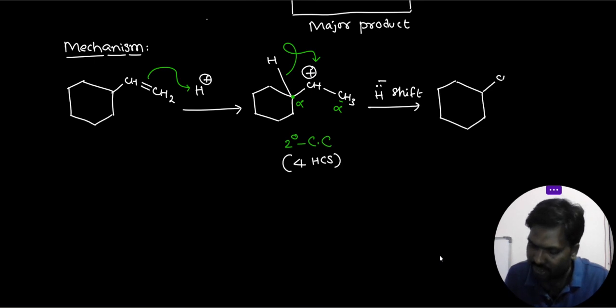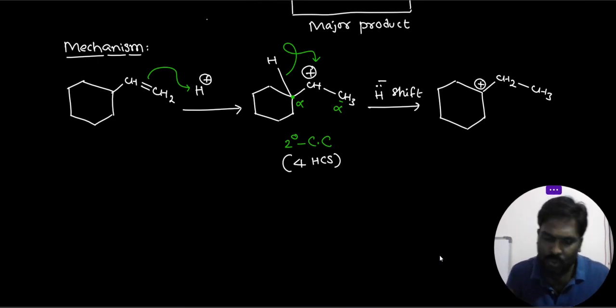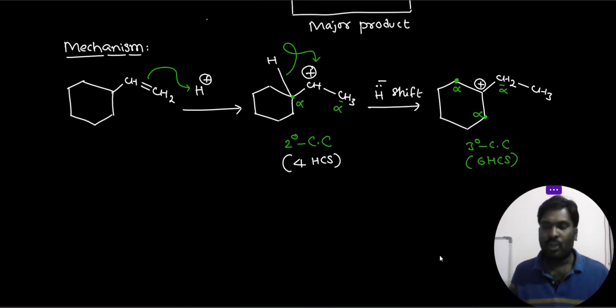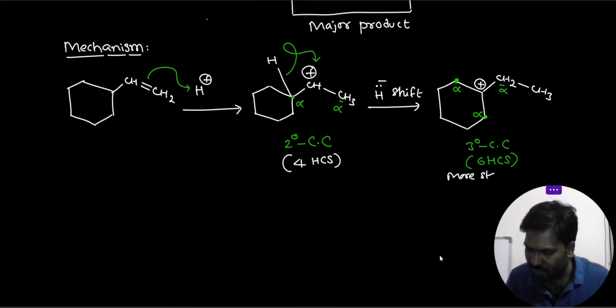This hydride ion shifted to here, the CH2 becomes CH3, and the carbocation now exists here. It is connected with how many carbons? 1, 2, 3. Three carbons means it is a tertiary carbocation. How many hyperconjugated structures? Alpha, alpha, alpha: two hydrogens here, two here, two here, so six hydrogens and six hyperconjugated structures. More hyperconjugated structures means more stable. So this is more stable, and the other is less stable.